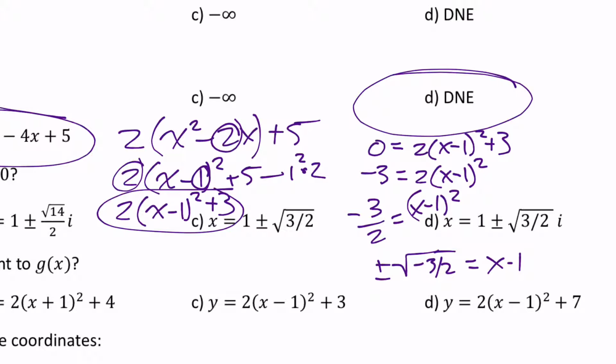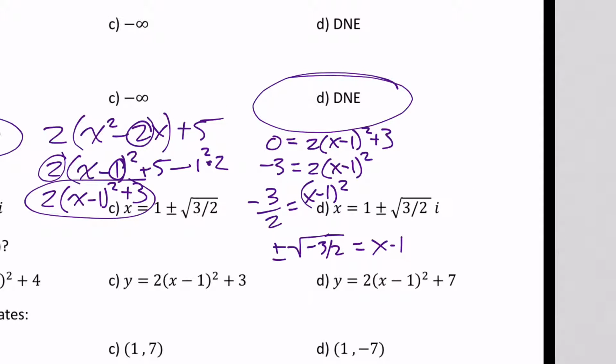So last step, add 1 over, and look, when you add 1 over, you get 1 plus or minus the square root of negative 3 halves. And if you have a negative and a square root, you can get rid of it by pulling an i out. So our option has to be D.